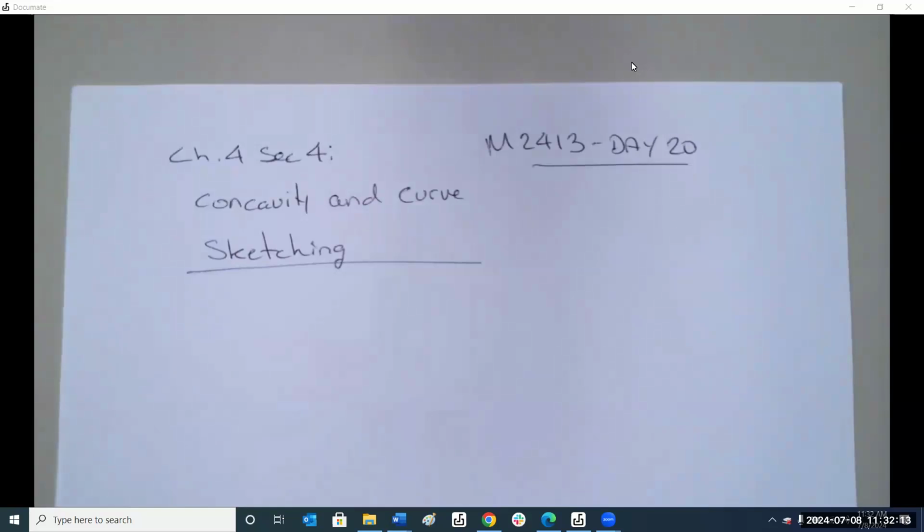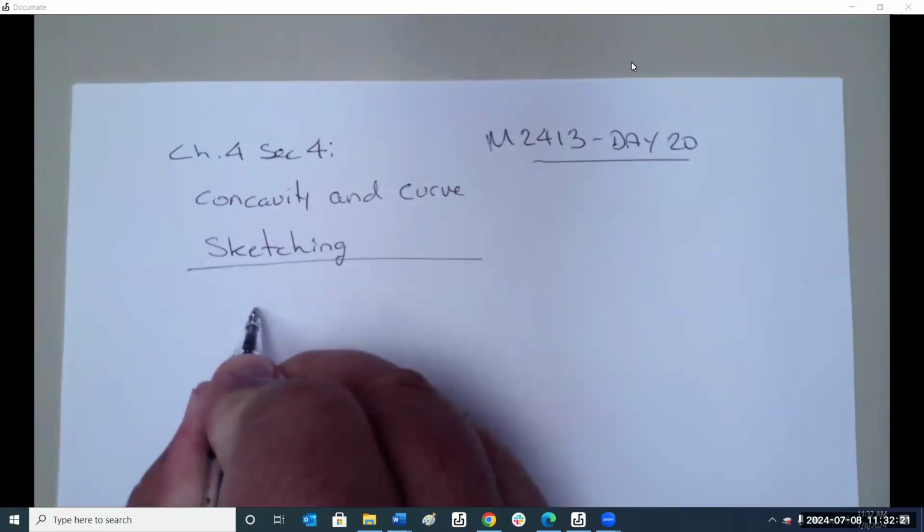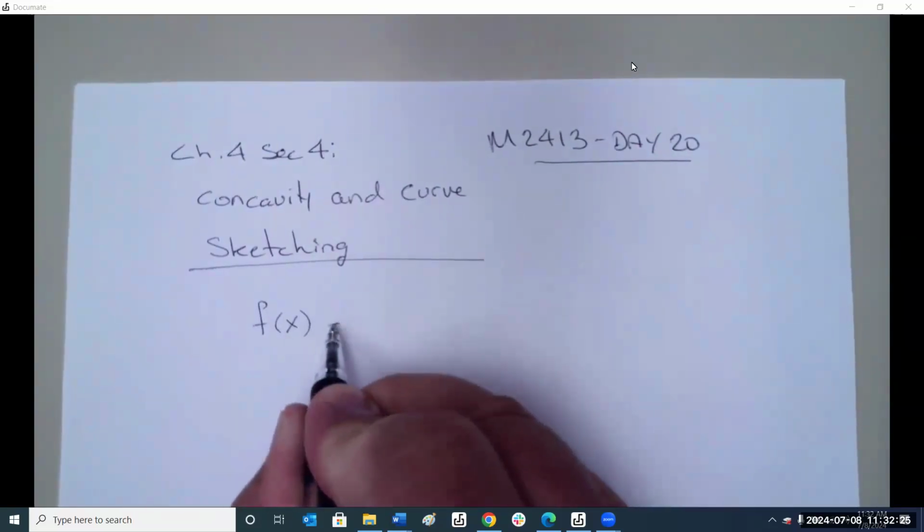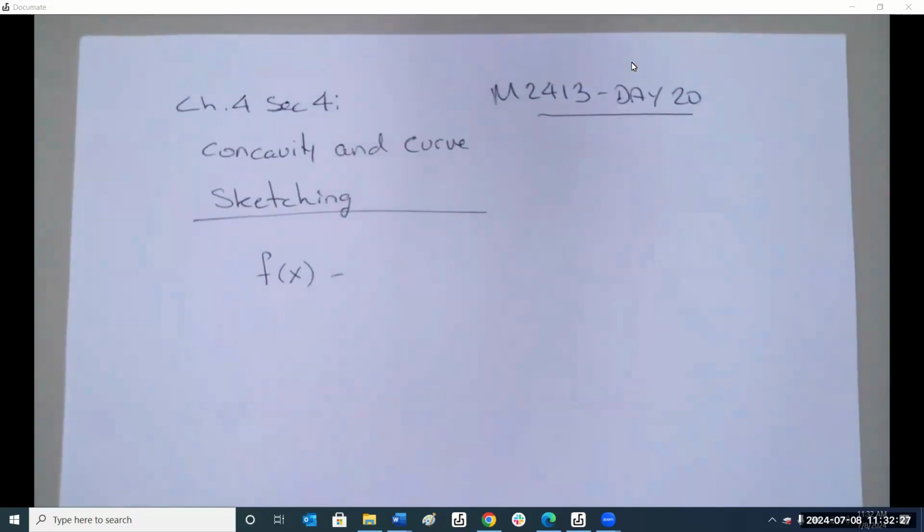Last time we ended up talking about what the first derivative is used for. Let's look at everything. So what is the original function used for? What information can we get from the original function?